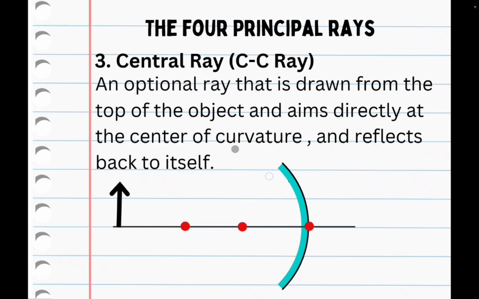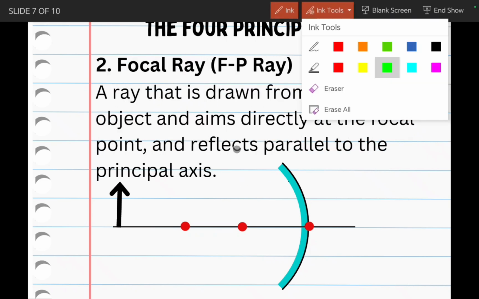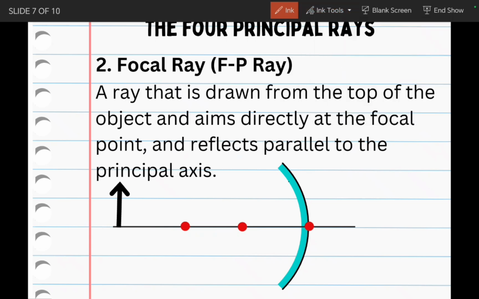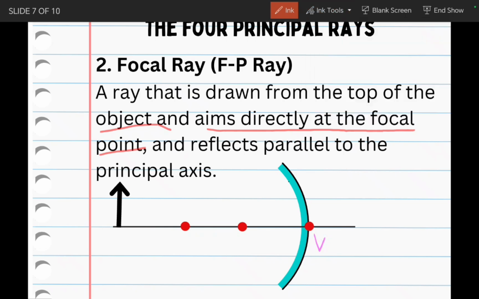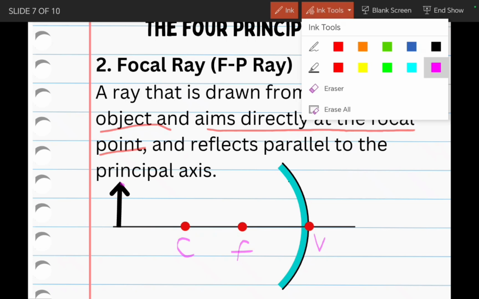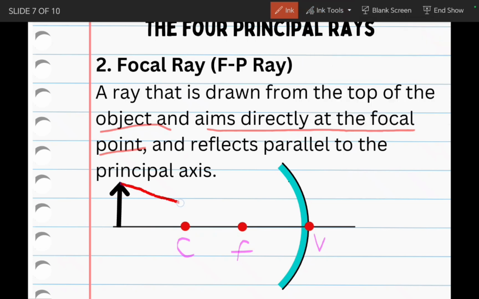Let's do this. Sorry. Again, we use the red one for the incident ray. It is a ray that is drawn from the top of the object and aims directly at the focal point. Sorry class, I forgot to label again. We need to label this one if we don't memorize it yet. This is the center of curvature and this is the focal point. For this F2P ray, we start from the tip of the object, using red. From the tip of the object, I'm going directly to the focus, and then it will reflect directly parallel to the principal axis.